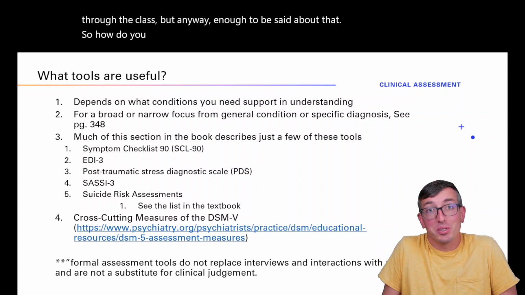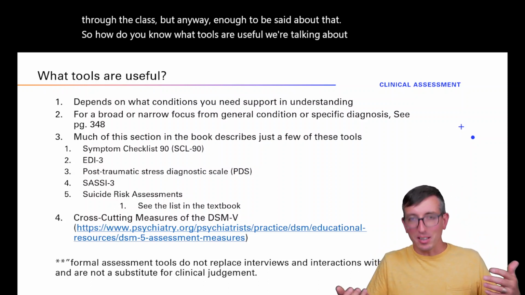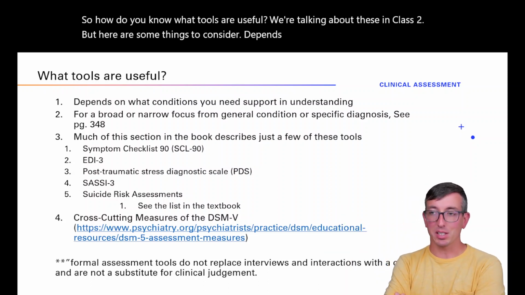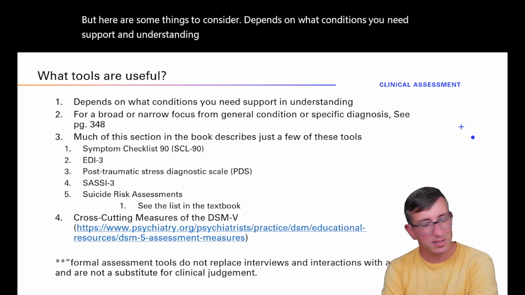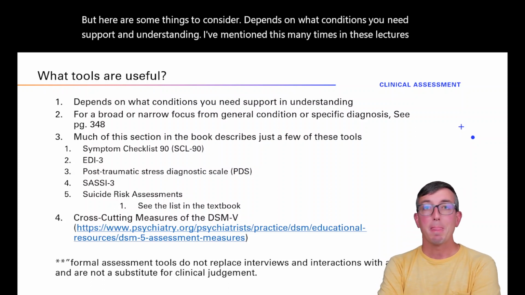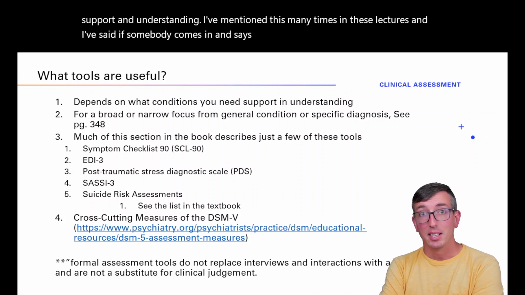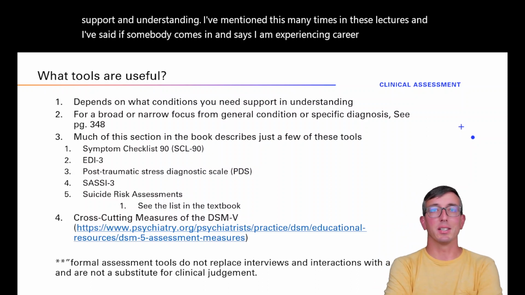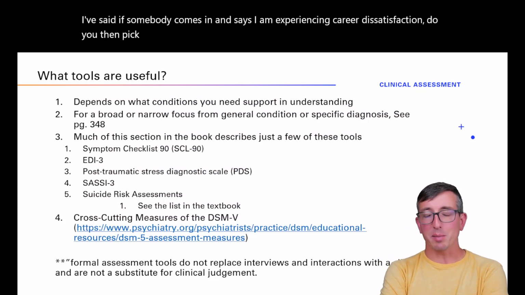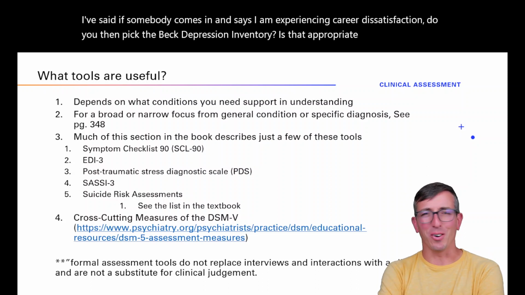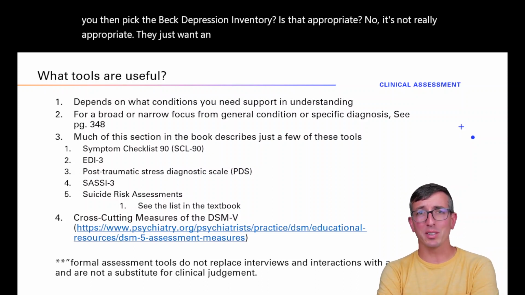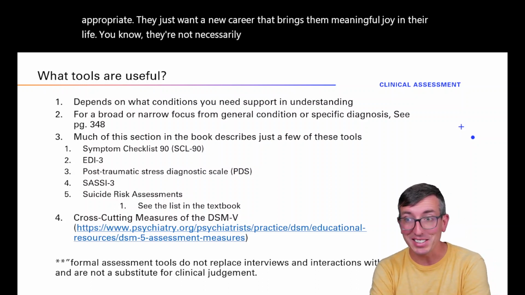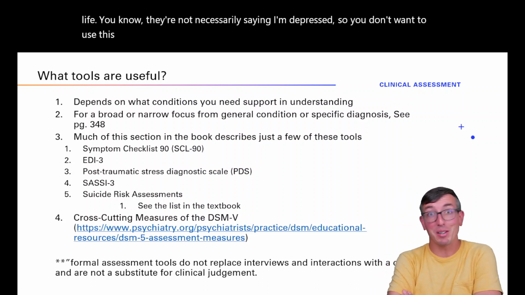So how do you know what tools are useful? We're talking about these in class 2. But here are some things to consider. It depends on what conditions you need support and understanding. I've mentioned this many times in these lectures. If somebody comes in and says, I am experiencing career dissatisfaction, do you then pick the Beck's Depression Inventory? Is that appropriate? No, it's not really appropriate. They just want a new career that brings them meaningful joy in their life. They're not necessarily saying I'm depressed. So you don't want to use the same tools for every single client.